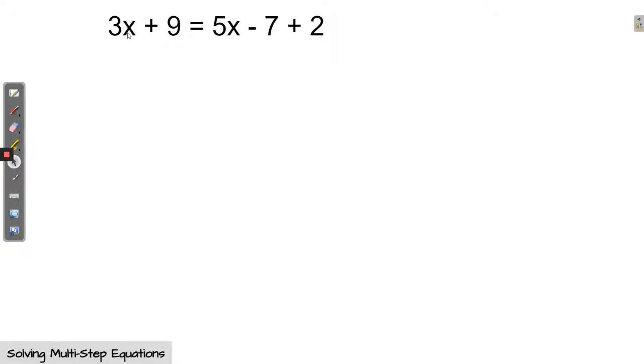Here we have the equation 3x + 9 = 5x - 7 + 2. When solving equations, our goal is to figure out what x is equal to. We want to know what number fits as x, so it makes the equation true on both sides. So ultimately, we want to have x equal to whatever number that is.